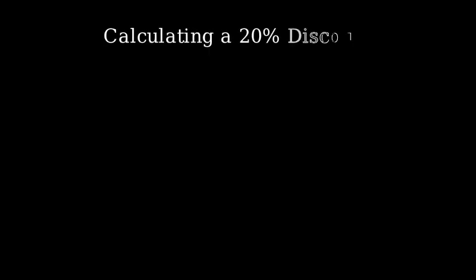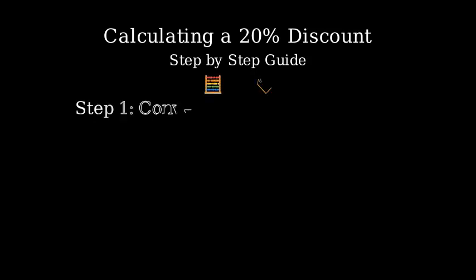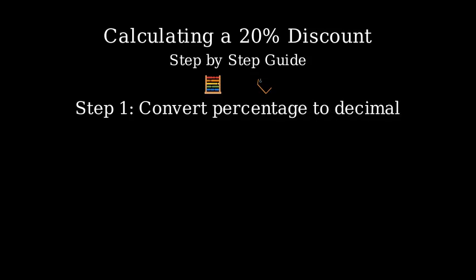Welcome. Today we'll learn how to calculate a 20% discount on $25 using a calculator. Let's break this down step by step. Step 1. First, we need to convert 20% to a decimal. To do this, we divide 20 by 100. 20 divided by 100 equals 0.2.